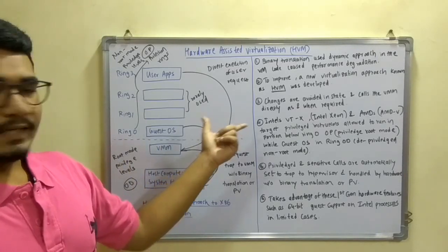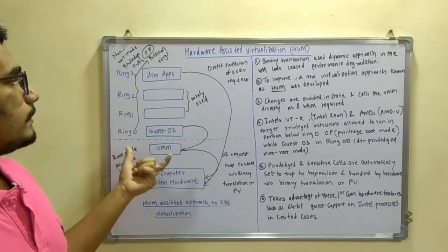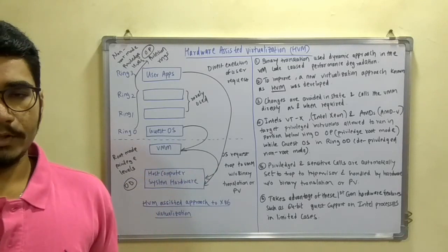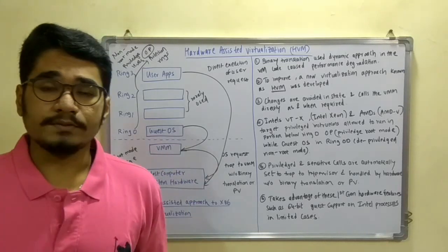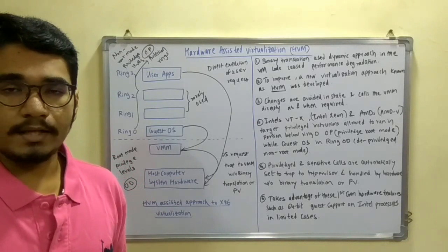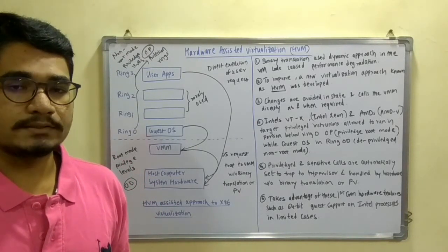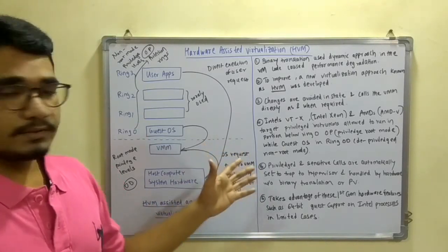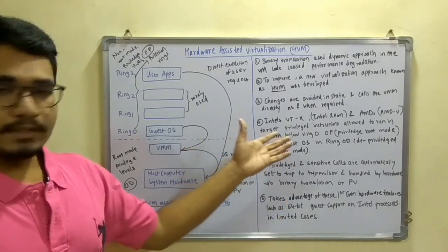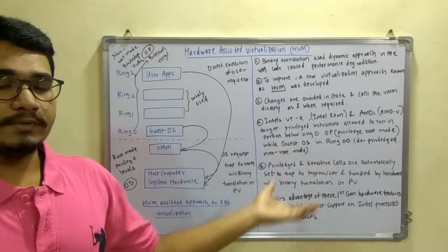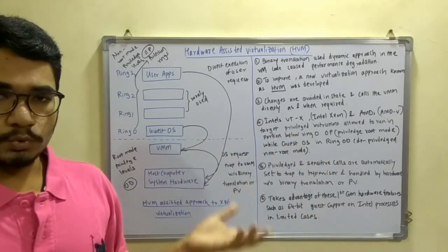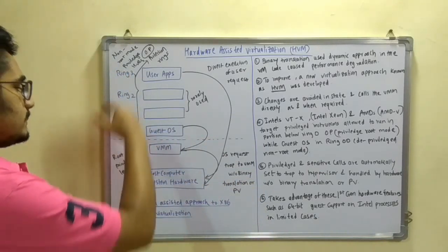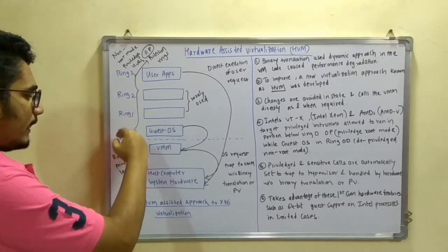And so that is the main feature or the main advantage of this HVM, that is the hardware assisted virtualization technique. Now, there are two examples of this. One you have from Intel and another you have from Advanced Micro Devices, that is AMD. From Intel, you have the Intel VT-x, that is the Virtualization Technology, Intel Xeon, and from AMD, you have the AMD-V.